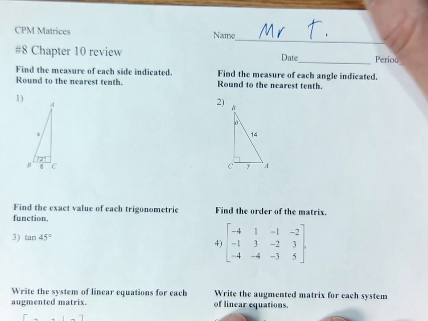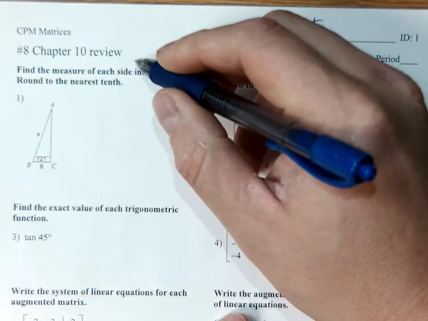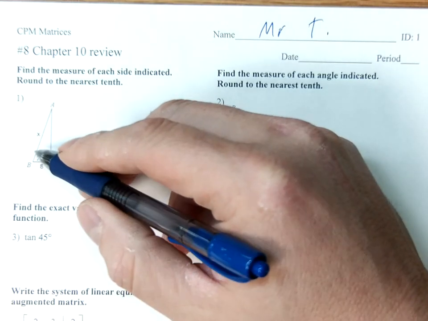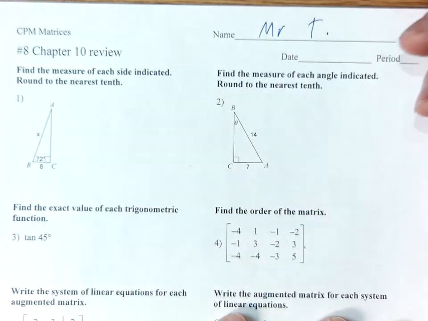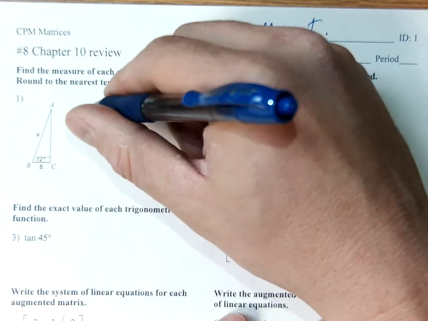Question 1. So here I want to find x. I've got 72, I've got 8, and I've got x. I can use the law of sines, or I can use SOHCAHTOA. Why don't we do the law of sines here?